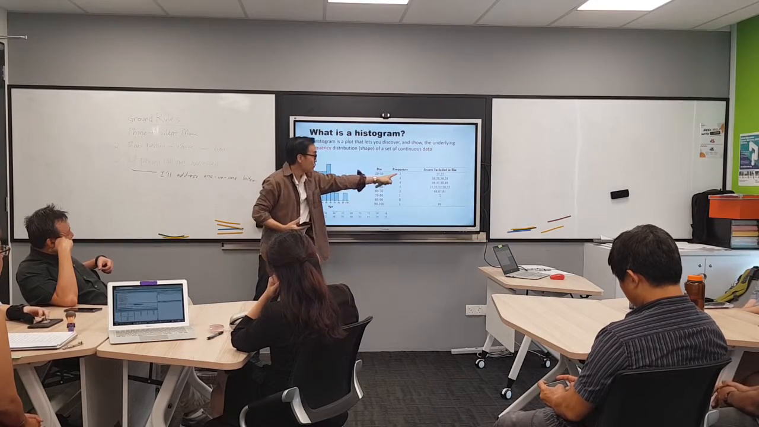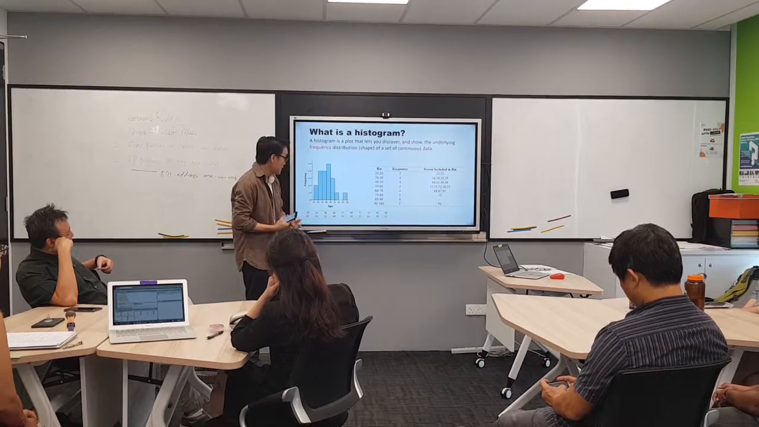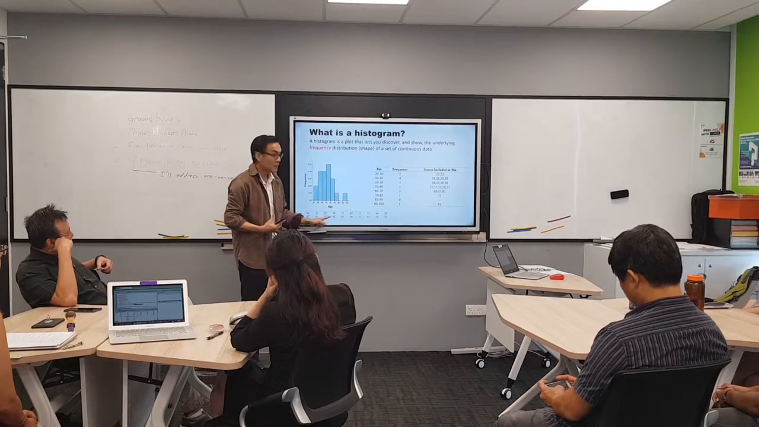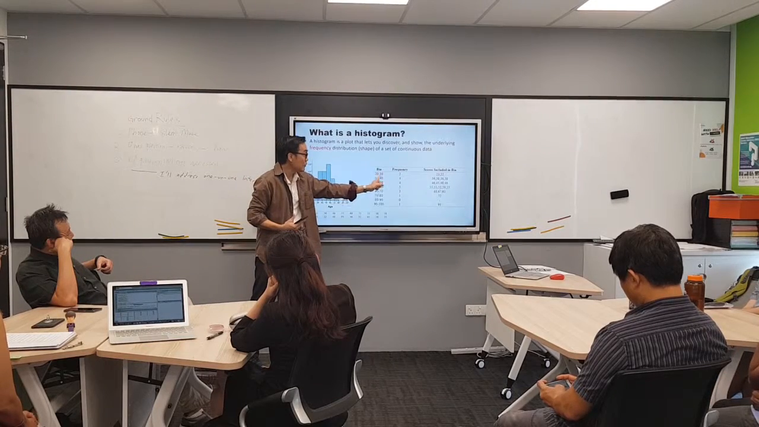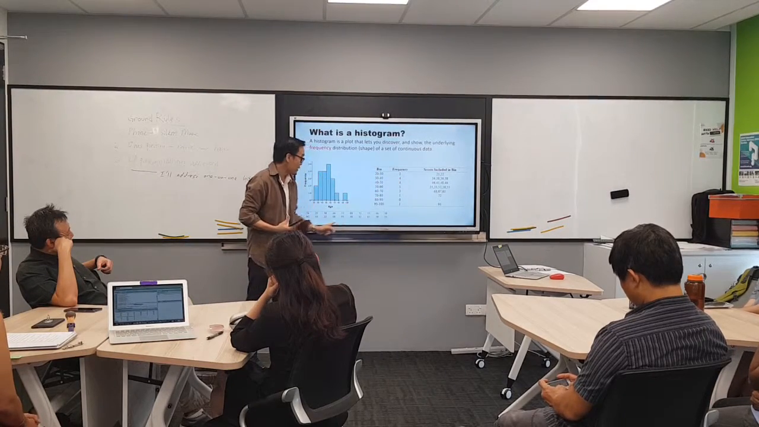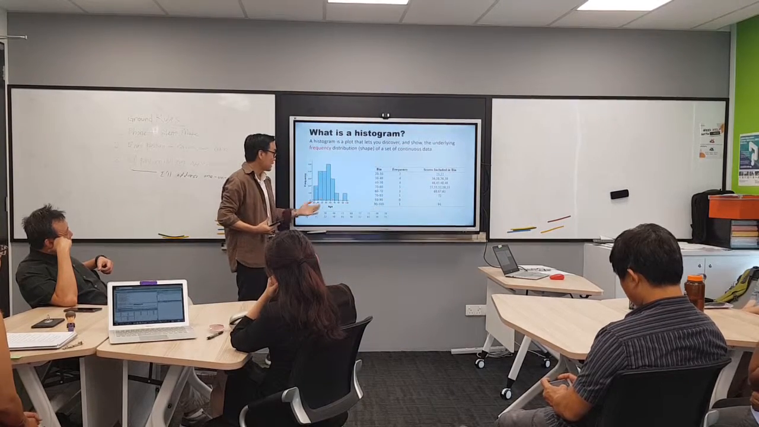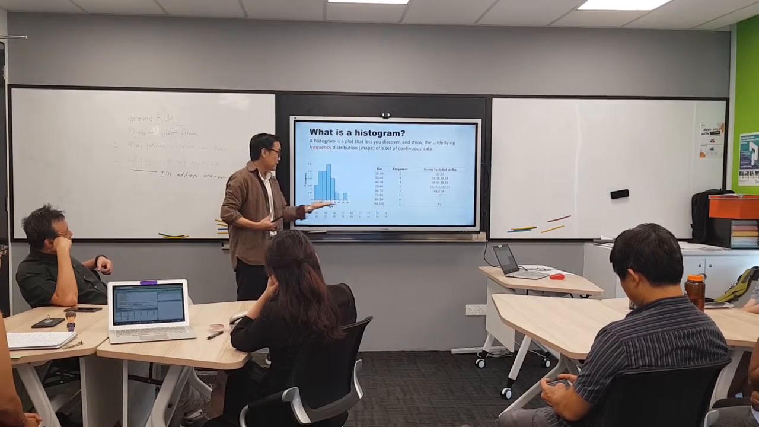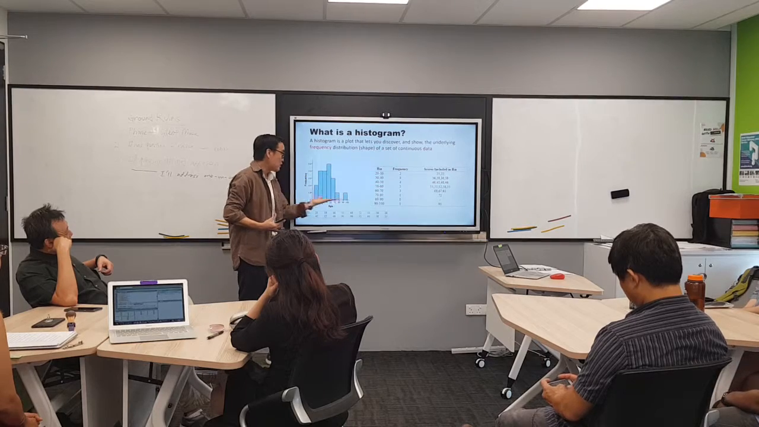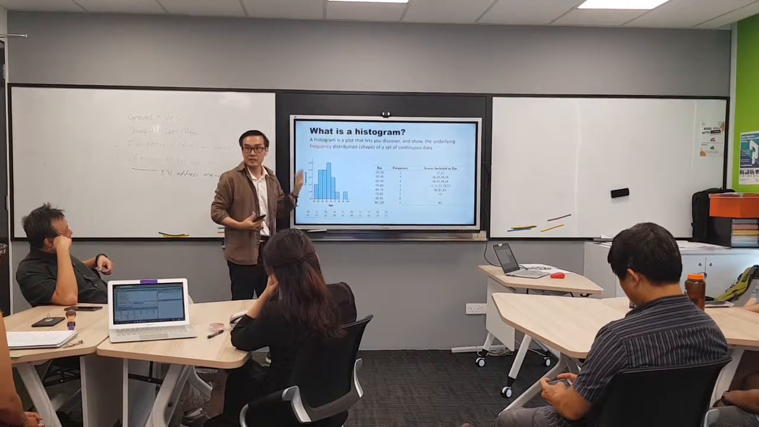For instance, frequency in this range is 2 because I have two data points in this range, 25 and 22. Over here between 30 to 40, the frequency is 4 because I have 4 data points. These are the 4 data points. So this is the frequency plot that plots the values that you want to measure versus how many times they occur.